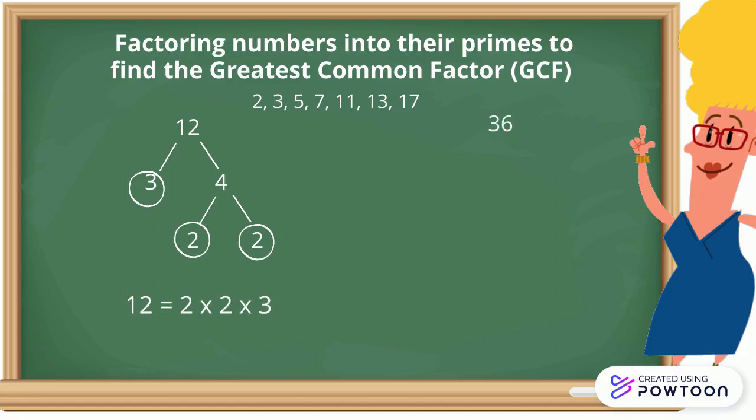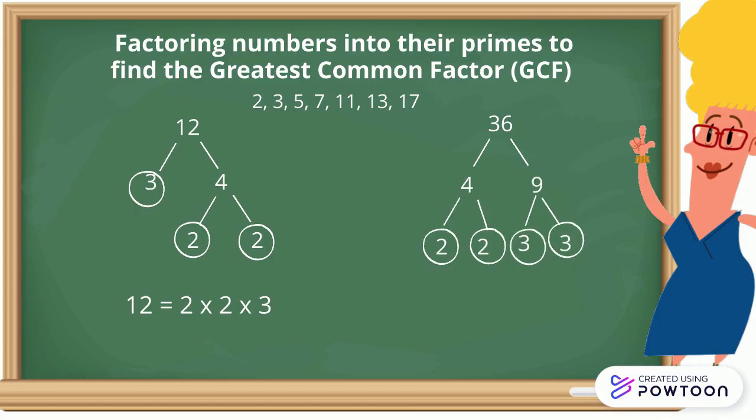Now let's look at 36. I chose to start with 4 times 9, and then 4 broke down to 2 times 2, which was prime, and 9 broke down to 3 times 3, which is prime. So the prime factorization of 36 is 2 times 2 times 3 times 3.